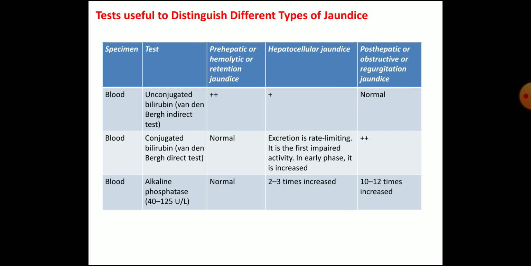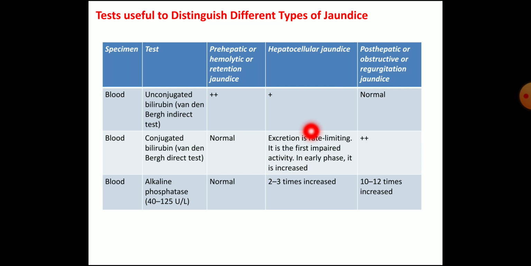So finally you can make a column table like this and explain the differential diagnosis with all the findings, blood and urinary findings. Specimen in one column, what test you are doing, then the 3 types of jaundice. Blood unconjugated bilirubin, or van den Bergh indirect, is positive, that is plus in prehepatic or hemolytic. 1 plus, it may be present in hepatocellular jaundice and it is normal in post-hepatic jaundice. And blood conjugated bilirubin, van den Bergh direct positive, is normal in hemolytic jaundice.